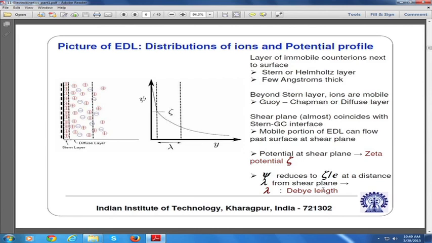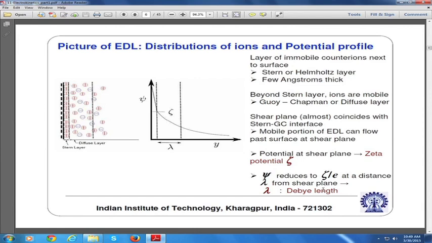So these are very important terminologies. Sometimes Debye length is confused as the thickness of the electrical double layer. That is not correct. It is just a length scale characterizing the electrical double layer. It is not exactly the thickness of the electrical double layer. And these are some of the misunderstandings or misconceptions that must be clarified.